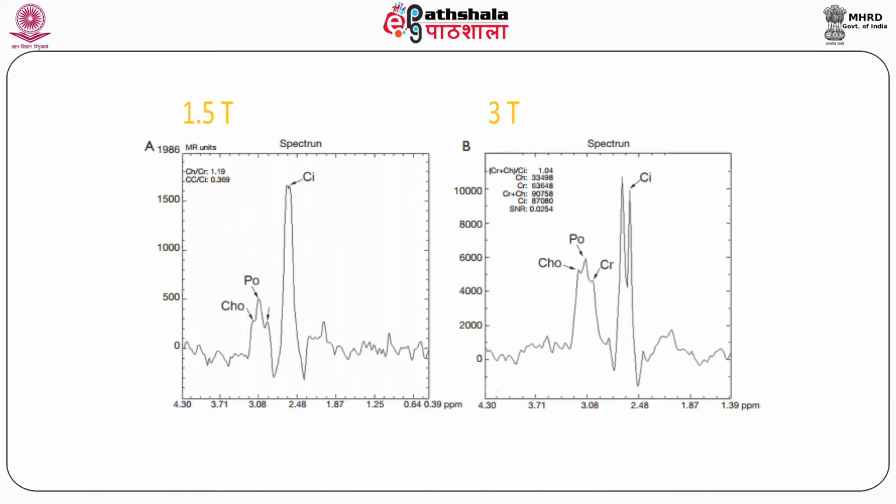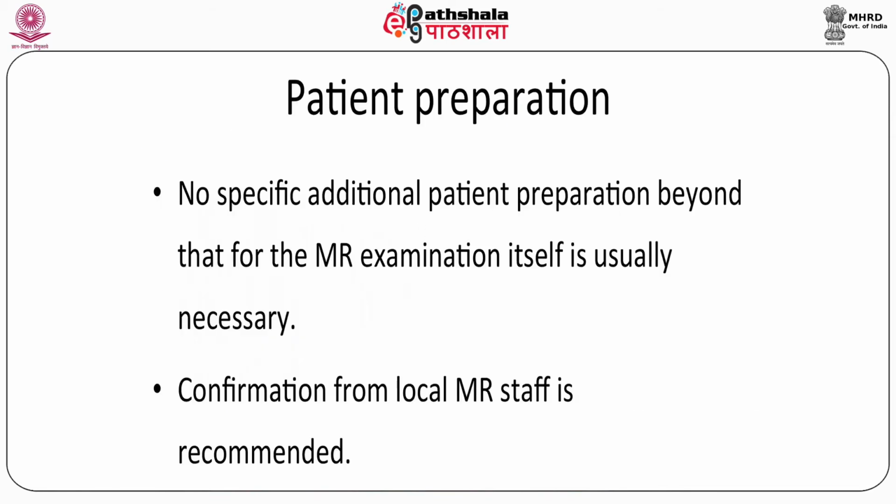Here is a chart that compares the spectrum of a 1.5 Tesla and a 3 Tesla magnet. You can see the 3 Tesla magnet shows metabolites which are well spread out with sharp peaks. Patient preparation. No specific additional preparation is required beyond that used for an MRI examination itself. However, confirmation from local MRI staff is recommended.